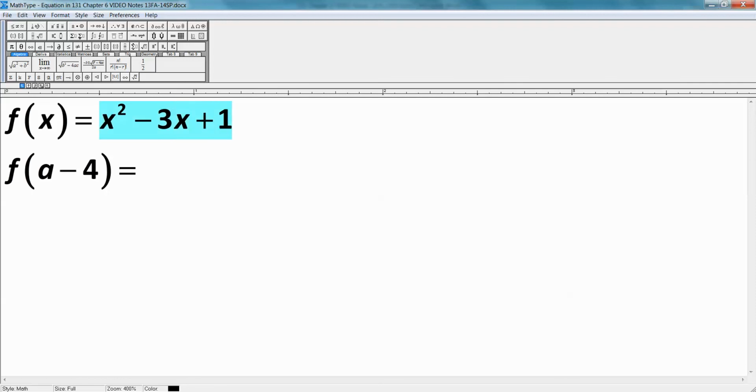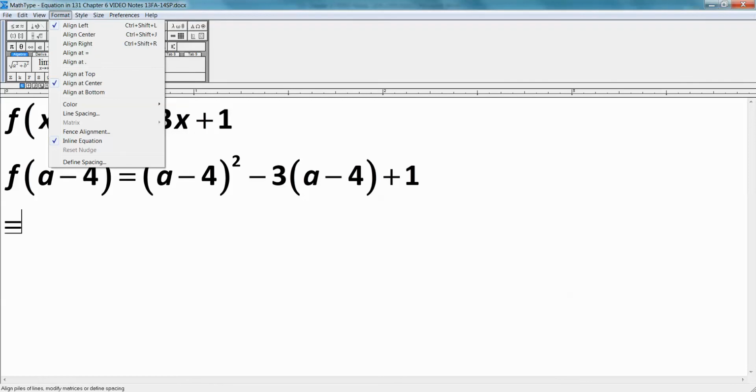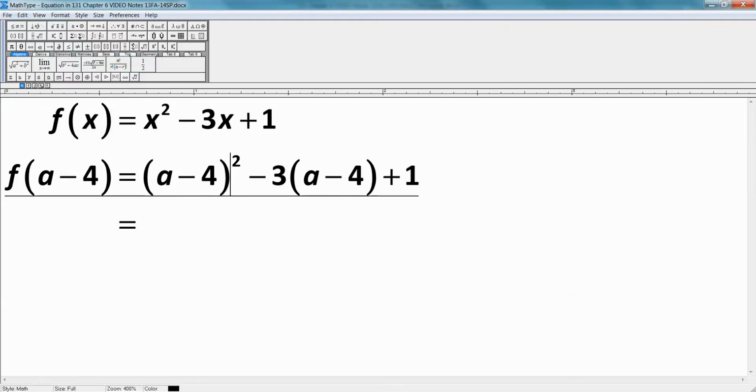So where there's an x, I'm going to put in a minus 4 instead. So it's going to be a minus 4 squared minus 3 times a minus 4 plus 1. So you're thinking, well, we're done. No, not quite. Because unfortunately for you, you're in an algebra class, which means you're going to have to simplify.